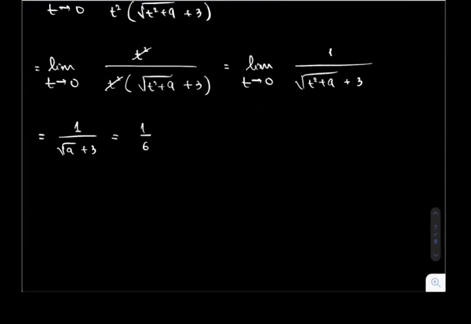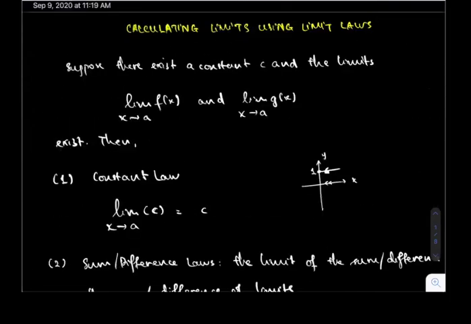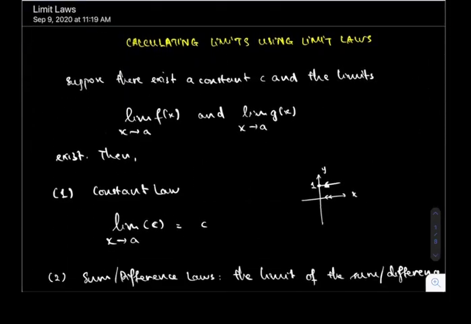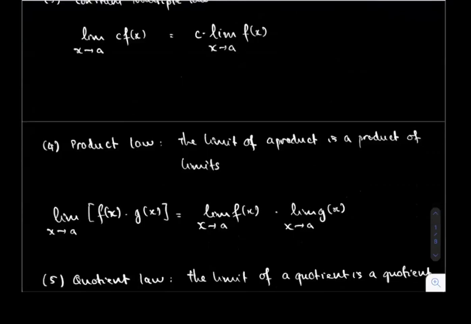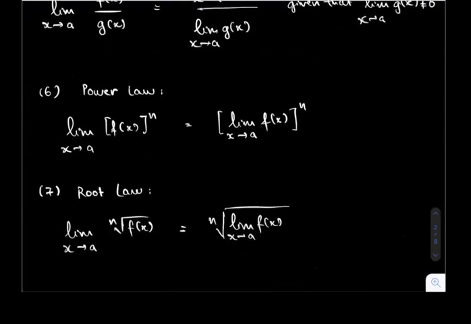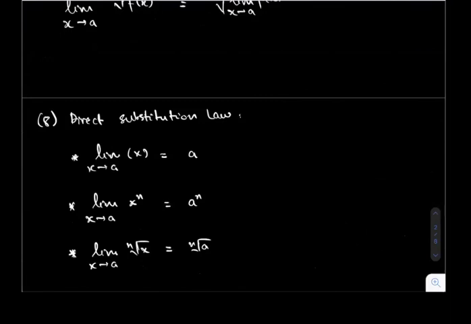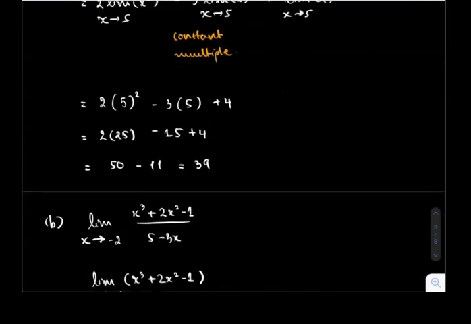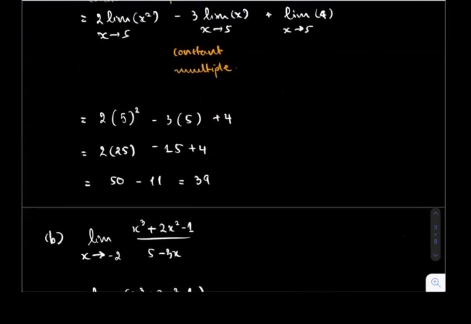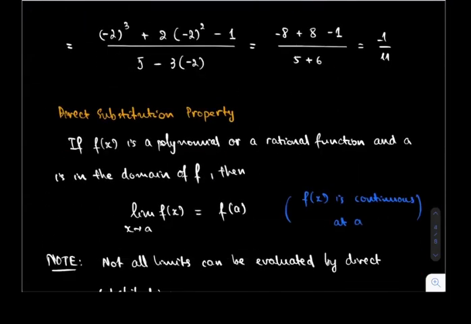I'm going to recap what we learned today. Today we looked at limit laws, calculating limits using limit laws. You have 8 different laws: the constant law, sum and difference laws, constant multiple law, product law, quotient law, power and root laws, and one of the most important, the direct substitution law. We did some examples evaluating the limit of a function using these laws. Direct substitution works because f of x is continuous at a, or a is defined in the domain of the function.